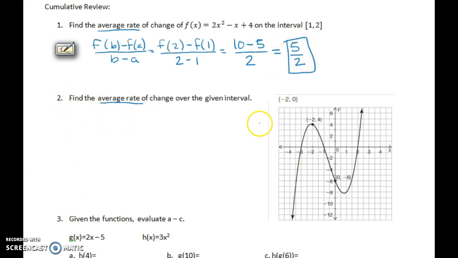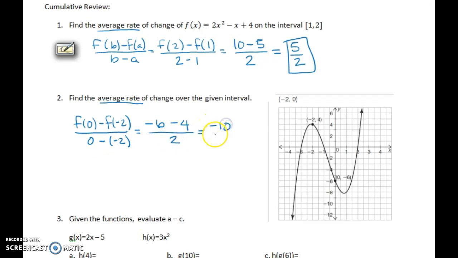And you could do the same thing for the graph here. You're doing the interval from negative 2 to 0, and you see that it's going down. Again, using the same formula, it would be f of 0 minus f of negative 2, divided by 0 minus a negative 2. F of 0 is negative 6 in the graph. F of negative 2 in the graph is 4. And 0 minus a negative 2 is a positive 2. So we get negative 10 divided by 2, which turns out to be negative 5.